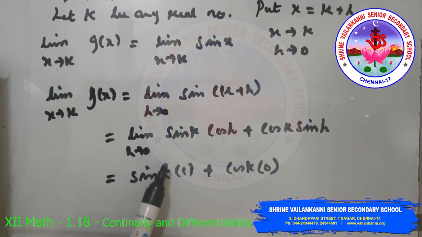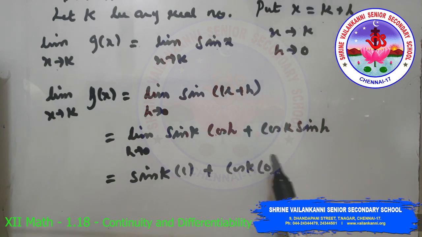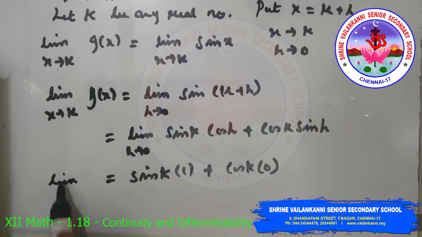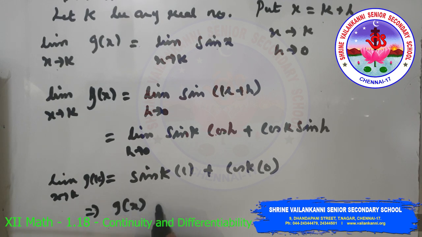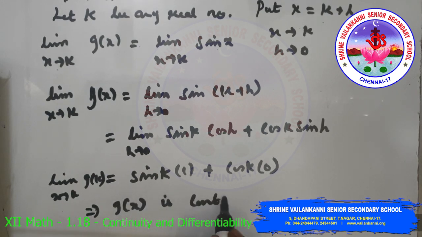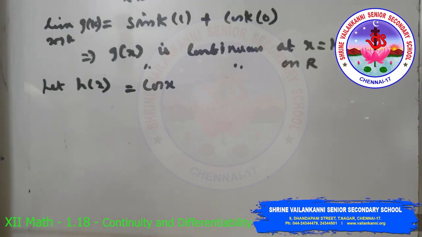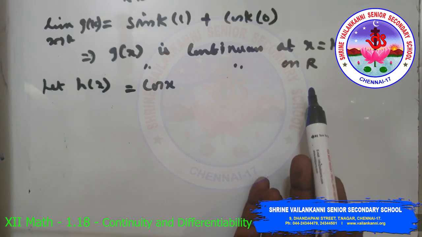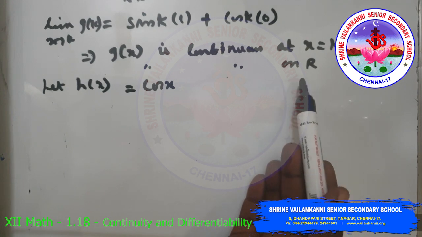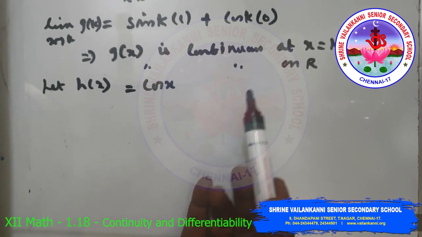These two values are equal: g of k is equal to sin k, and limit x tends to k of g of x is equal to sin k. So we can say that g of x is continuous at x equal to k, where k is any real number. It is continuous at any real number. g of x is continuous on R, the real numbers. For every real number, g of x is continuous.